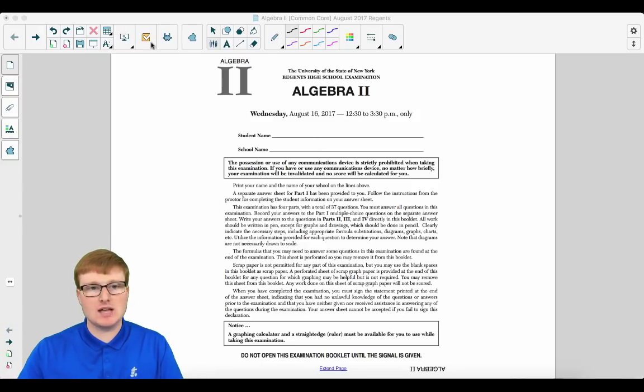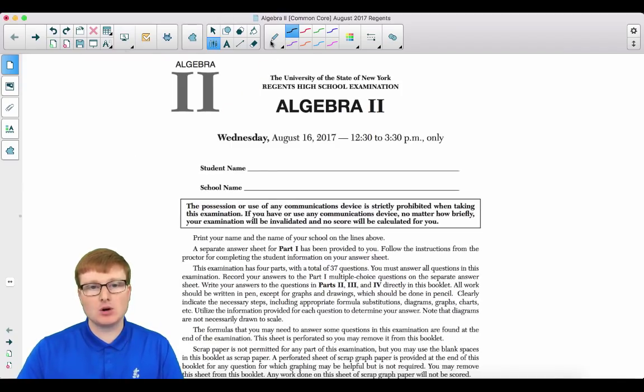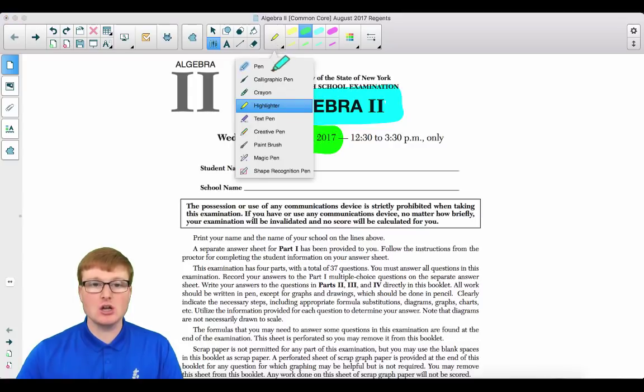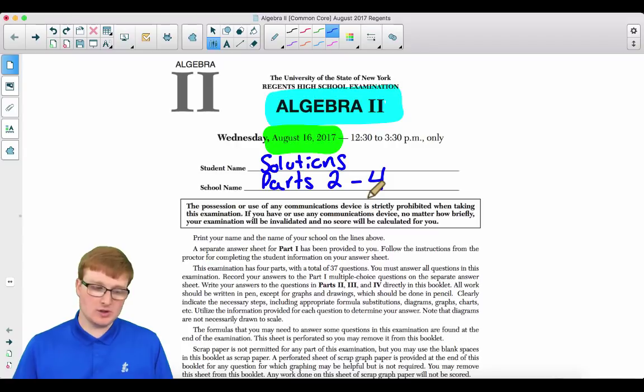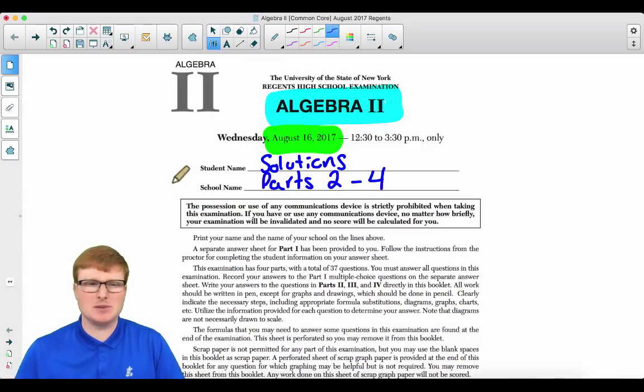This is the Algebra 2 Common Core Regents exam for August 2017. These are going to be the solutions to parts 2 through 4 of this exam. These are the open-ended response questions. These are going to take a little bit longer than the multiple choice sections because these are definitely more in-depth and they require some writing and explanation.